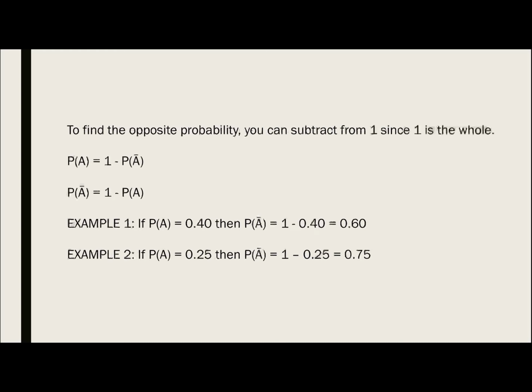Okay, example 1. If P of A is 0.40, then P of the opposite is 1 minus 0.40. Example 2. If P of A is 0.25, the opposite is 1 minus 0.25.